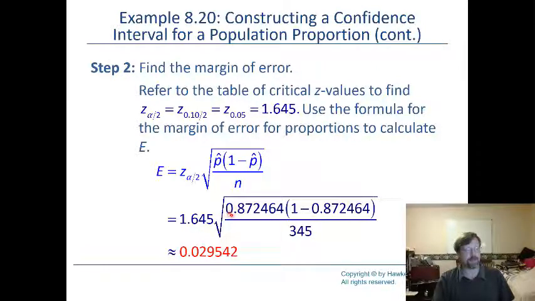The sample proportion was 0.872464. Multiply that times 1 minus 0.872464, divided by our sample size, and we get 0.029542. Sorry.